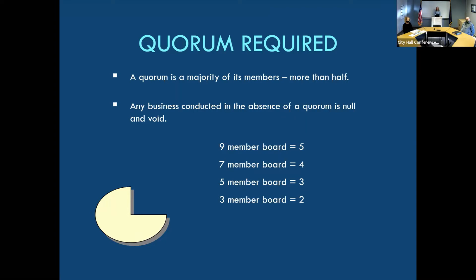We've got different size boards and commissions: 9, 7, 5, and 3 are the only ones that we have. For a 9-member board, you must have 5 members present; a 7-member board, 4 members present; a 5-member board, 3 members present; and a 3-member board, 2 members present.